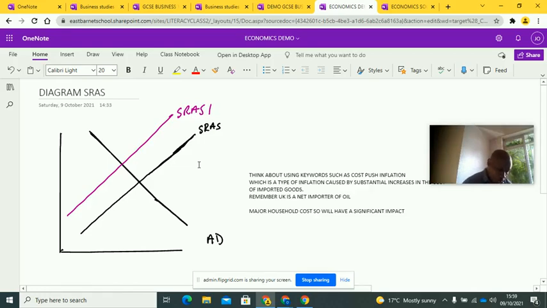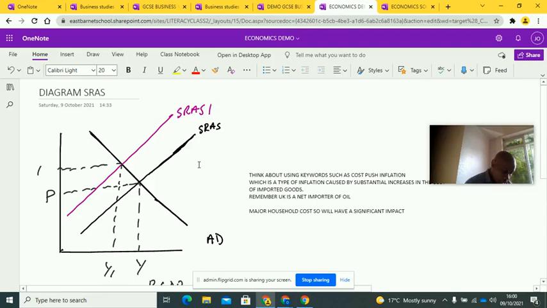Let's do the initial price level. So let's remember real GDP. Let's call this Y, and AD. So we're talking about the new output level, which is now Y1. Remember this is real GDP, so label that real GDP, and let's do the appropriate price level. The initial price level was at P, and now it's gone up to P1.